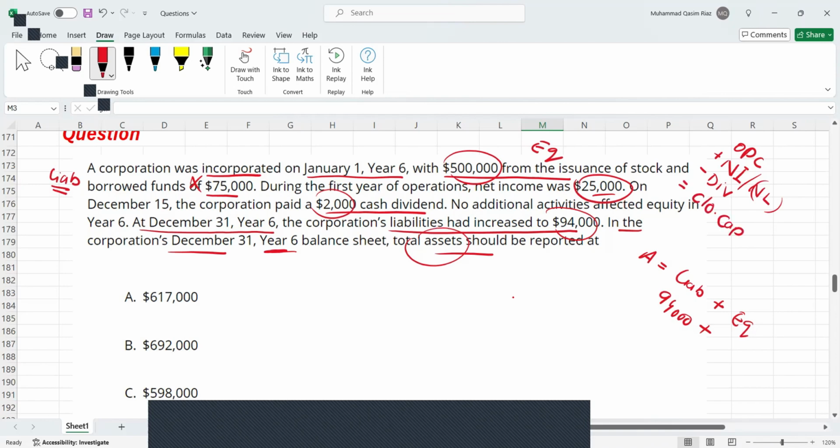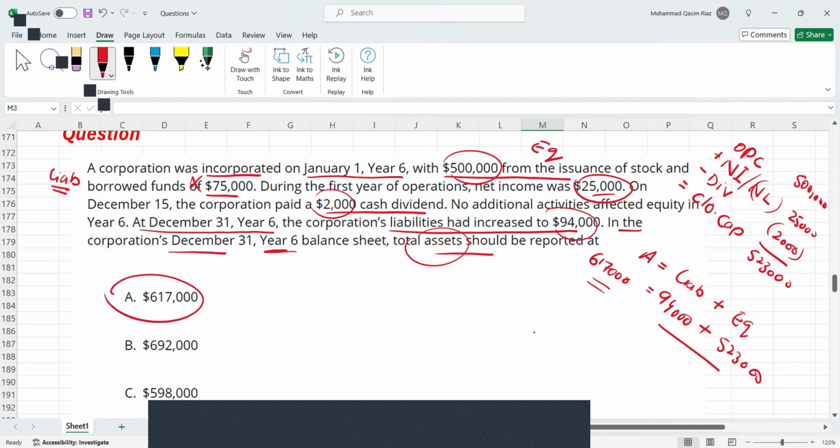So here we go, we have opening capital 500,000 given in the question, plus we have a net income of 25,000 given in the question, minus we have a dividend of 2,000 given in the question. So closing capital is 523,000. So it means equity value is 523,000. So liability plus equity is going to be the value of asset, which is going to be 617,000. Understood? So it means asset value is 617,000.